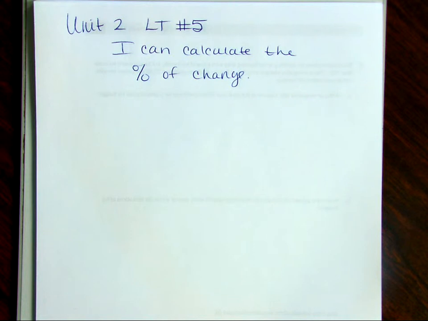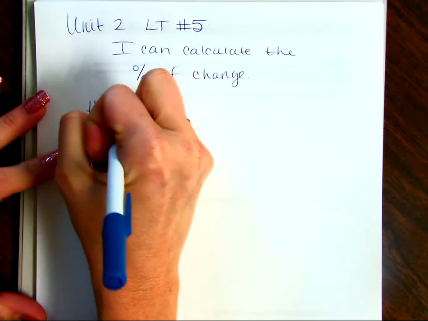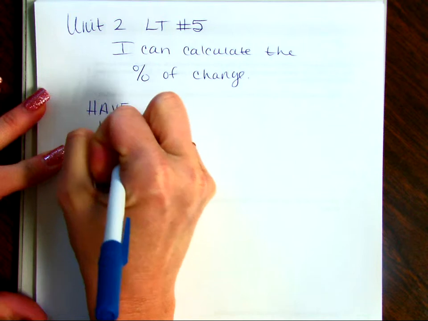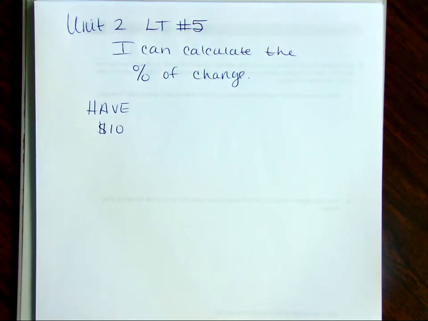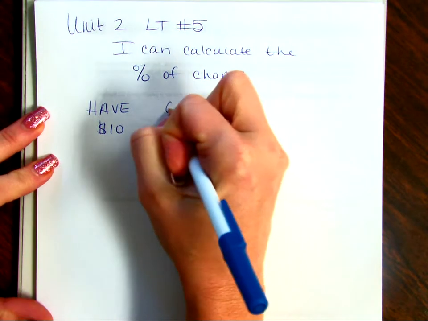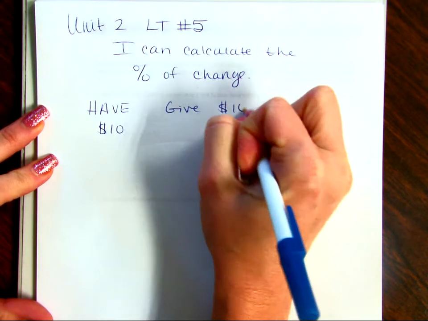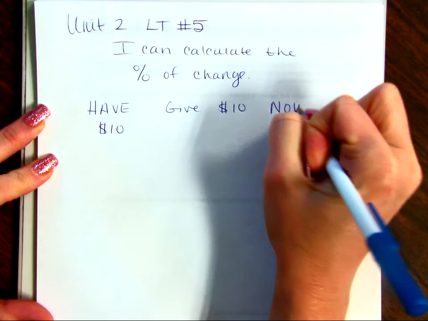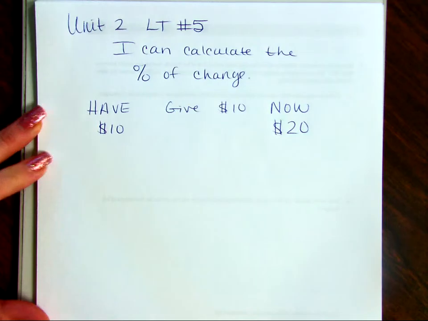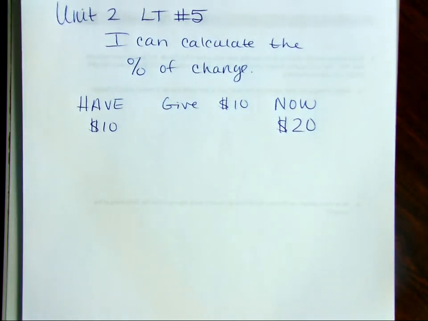So let's pretend all of you have $10 in your pocket right now. You have $10 in your wallet, in your purse, in your phone case, whatever. And then I give you $10. So now you have 20, right? What percent did the amount of money that you have increase by?